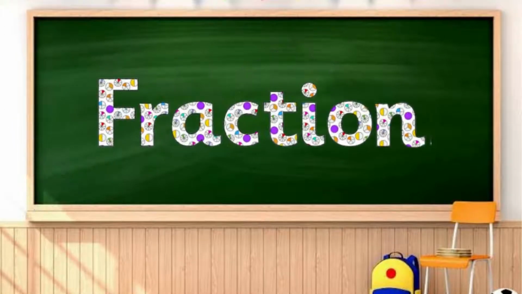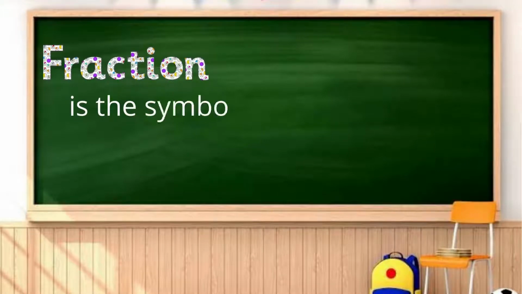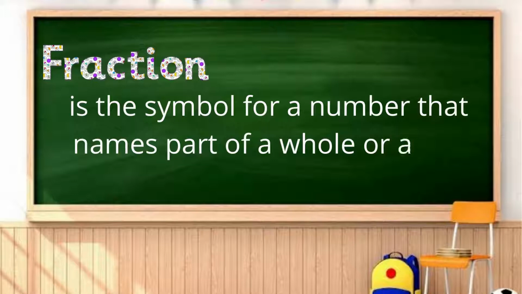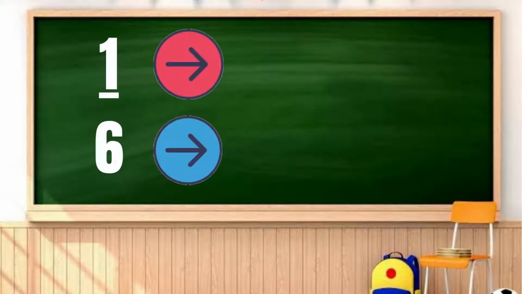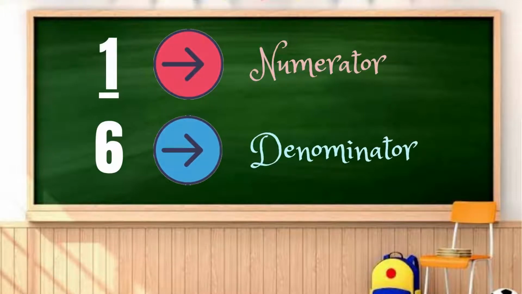1/6, 5/8, and 3/4 are called fractions. The first word that we are going to define is fraction. Do you know what a fraction is and its parts? Great! Fraction is the symbol for a number that names part of a whole or a set. Fraction has two parts. The top number is called numerator and the bottom number is called denominator. Numerator is the number of parts you have. Denominator is the number of parts in a whole.